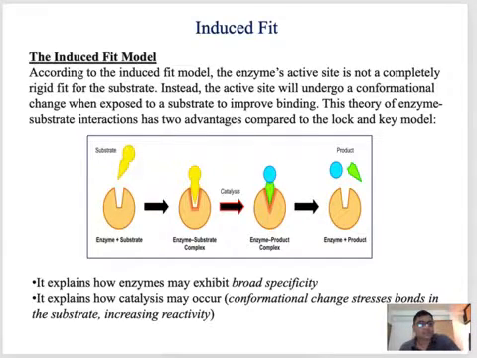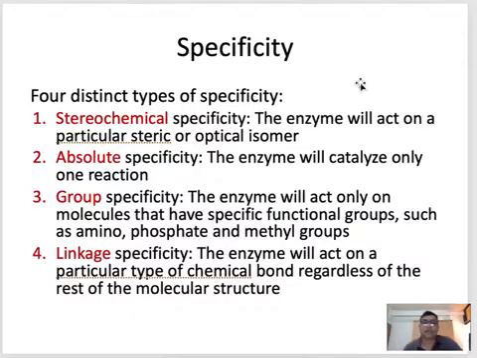Okay, so this was two models, the induced fit model and the lock and key model. And in terms of specificity, enzymes show four distinct types of specificity towards their substrate: stereochemical specificity, absolute specificity, group specificity, and linkage specificity. In the case of stereochemical specificity, the enzyme will act on a particular steric or optical isomer.